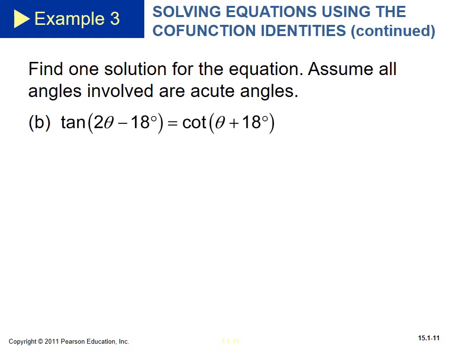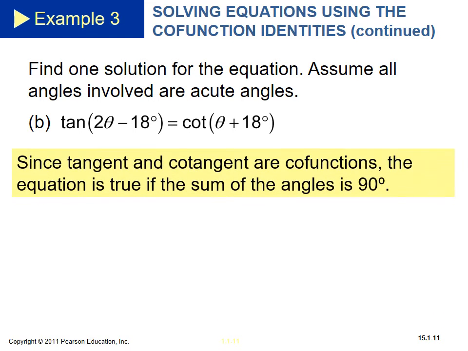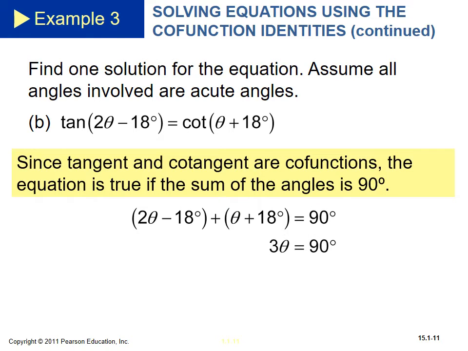Next, find one solution for this equation. Assume all angles involved are acute angles. Again, tangent and cotangent, those two angles have to add up to 90, right? So for this to be true, since tangent and cotangent are cofunctions, the equation is true if the sum of the angles is 90 degrees. So 2 theta minus 18 plus theta plus 18 equals 90. 3 theta equals 90, right? The 18's cancel. 2 theta plus 1 theta equals 3 theta. Therefore, theta is equal to 30.